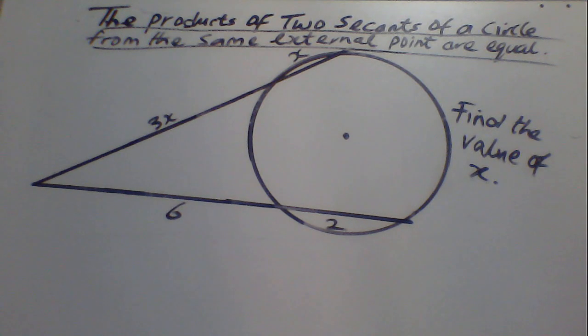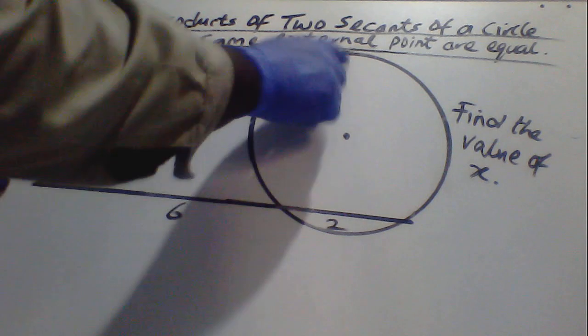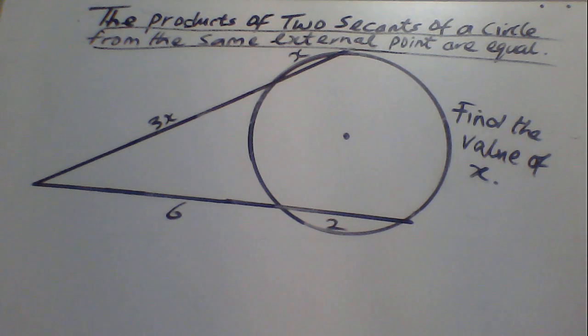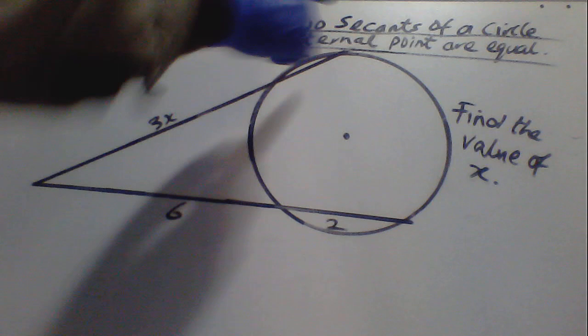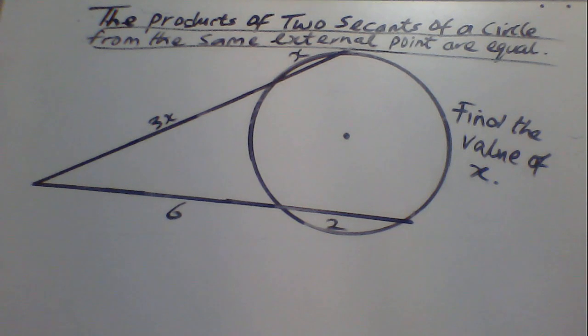If you look at the diagram, you will see that there are two secants from an external point. This one is a secant, and this is another secant from the same external point. We know that the products of two secants of a circle from the same external point are equal. So what does that mean?